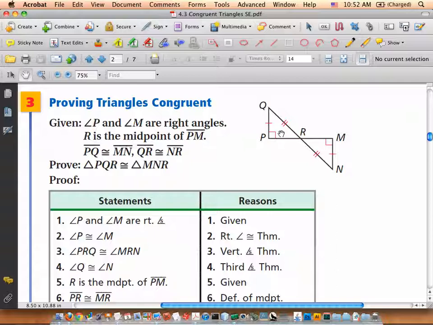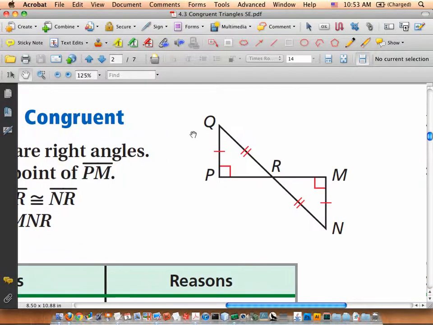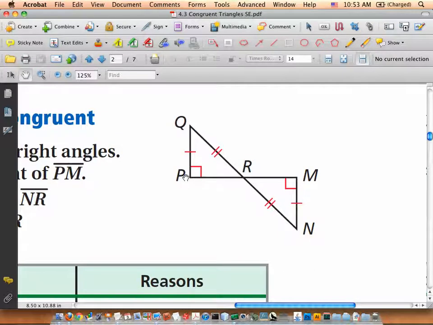Yeah, we do. What do we need now to show that the triangles are congruent? We've got all of the corresponding sides congruent now, so we need the angles. Now I already know that angle P is a right angle and angle M is a right angle, so I already know that they're congruent. Why does angle QRP have to equal angle NRM? Why do they have to equal each other?